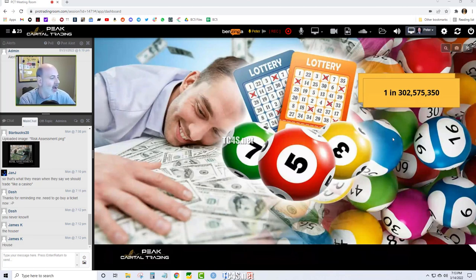To give you an idea, your odds when you go to buy that ticket of getting hit by lightning: you have a 43,000 times greater chance of getting hit by lightning than winning that lottery. 43,225 to be exact.